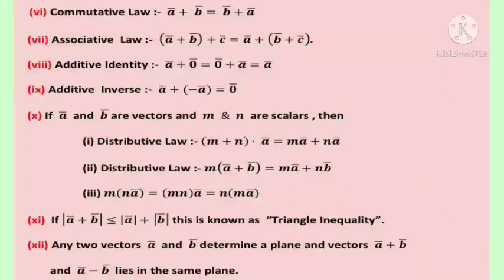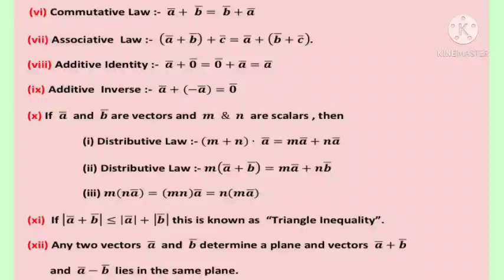Then the eighth one is additive identity. We all know if we add 0 to any number, we get the same number. Similarly here, if to any vector you add a 0 vector, you get the vector itself. So A bar plus 0 bar, or 0 bar plus A bar, is equal to A bar only. Then the ninth one, additive inverse. If you add a vector and the negative of the vector, we have already seen it gives you a 0 vector. So A bar plus minus A bar, which is A bar minus A bar, is equal to 0 bar.